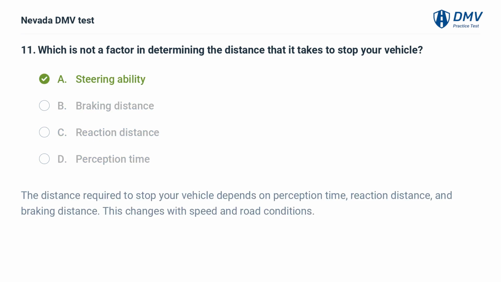A. Steering ability. The distance required to stop your vehicle depends on perception time, reaction distance, and braking distance. This changes with speed and road conditions.